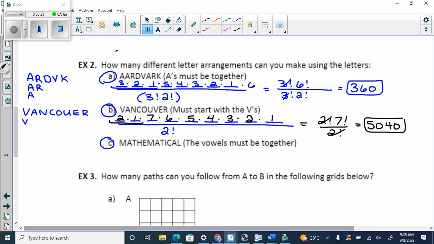Mathematical, the vowels must be together. M, A, T, H, E, M, A, T, oops, T, I, C, A, L. That worked out way better than it should have.